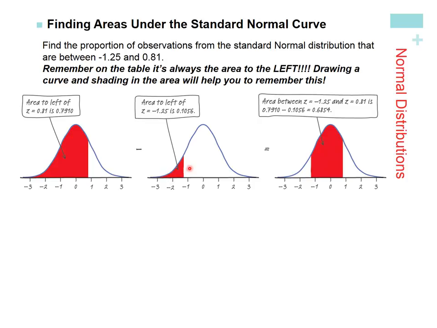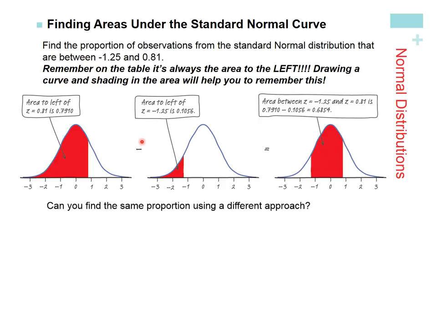However, I want the area between -1.25 and 0.81. So I want this area in between here. I don't want this little portion down here. However, if I find the area of this little portion down here, can't I subtract it from the whole thing? If I have this whole thing and subtract what I don't want, I have what's left. So the area between -1.25 and 0.81 is the entire area that we got, 0.7910, minus this portion that I chopped off.